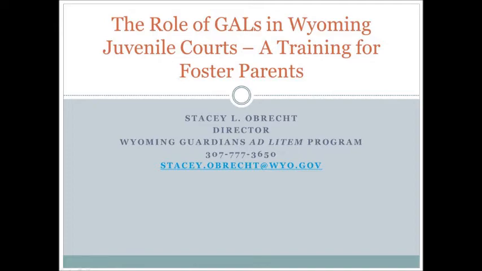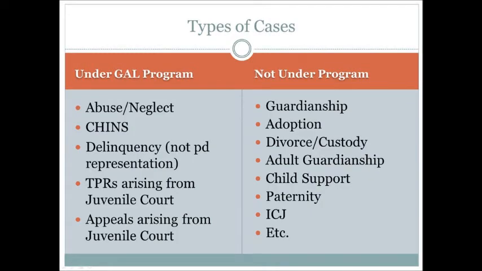The first thing we're going to talk about today are the types of cases that are covered by my program. We cover abuse and neglect cases in juvenile court, child in need of supervision cases, delinquency, termination of parental rights cases that come out of juvenile court, and appeals cases coming out of the juvenile court to the Wyoming Supreme Court. If it's a delinquency case, we do not cover public defender's representation of children, only the Guardians Ad Litem if they're appointed to that case.